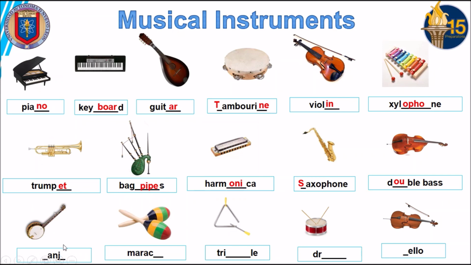Maybe this is the most difficult one. So which one do you think it is? B, banjo. Like in Spanish. Then you have triangle. This is common, the drums and the cello.